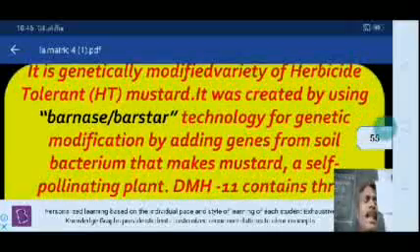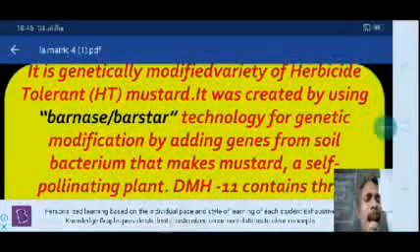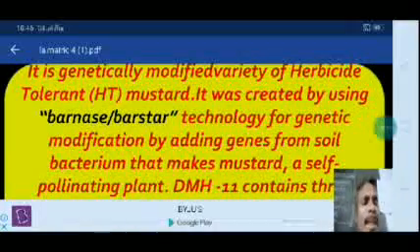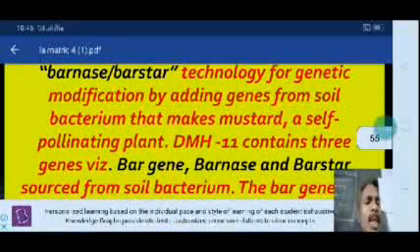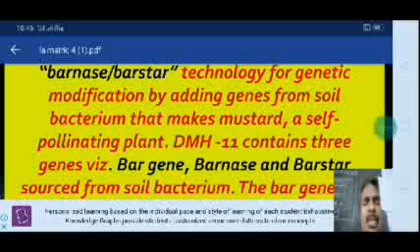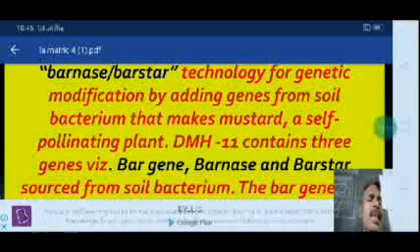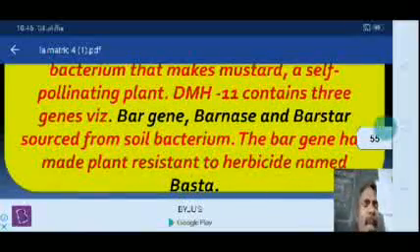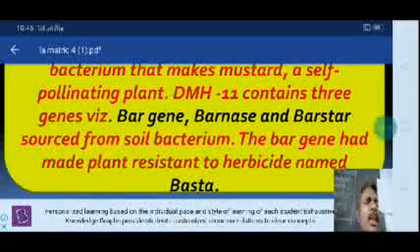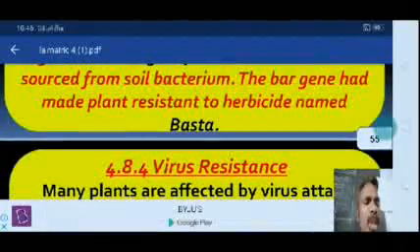Barstar technology for genetic modification by adding genes from soil bacteria that make mustard a self-pollinating plant. DMH-11 contains three genes, the bar gene, Barnase gene and Barstar gene, sourced from soil bacteria. The bar gene made the plant resistant to the herbicide named Basta.